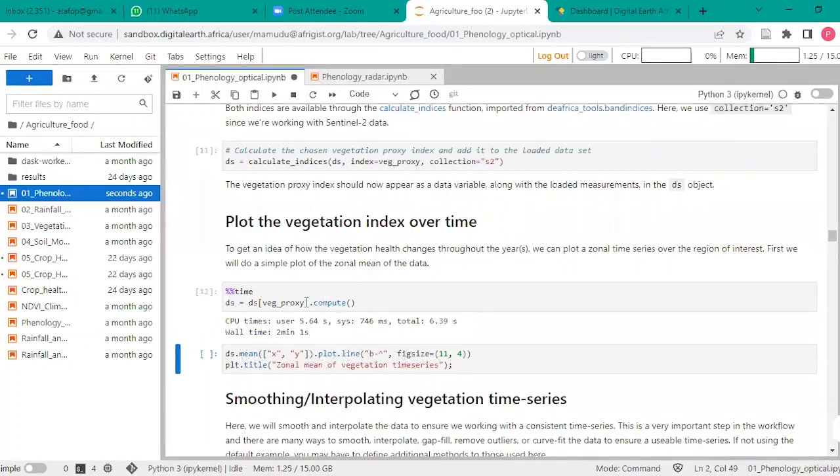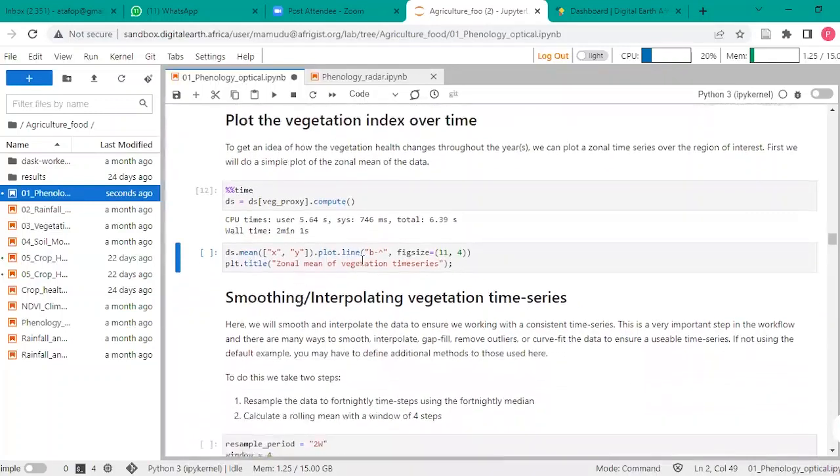Great. So it has been able to compute the NDVI for all the images we have between 2017 and 2020. And you see that it took a total of 2 minutes, 1 second to run the NDVI computation. Now, next we want to plot the NDVI for the images we have in a graph using this code here, which allows us to plot it as a zonal mean of vegetation time series. So let's run that.